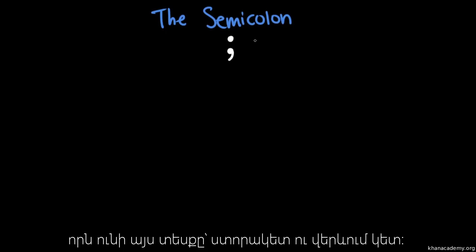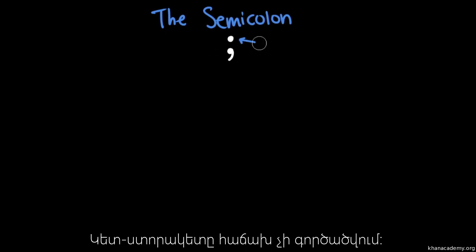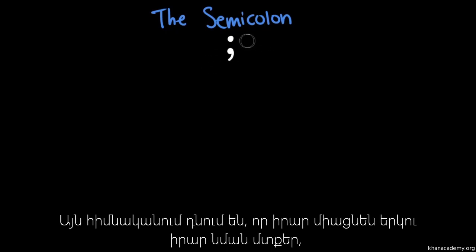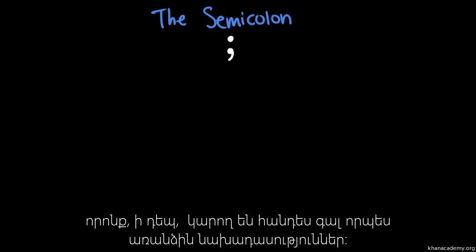Hello grammarians! In this video, I'm going to tell you about a piece of punctuation called the semicolon, which basically looks like a comma with a period on top of it. The semicolon has a few uses, but the basic, standard use is to link two closely related ideas that can stand on their own as individual sentences.